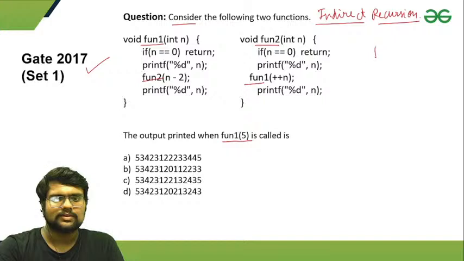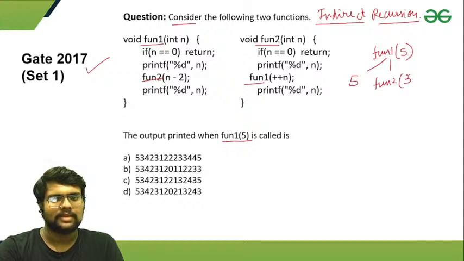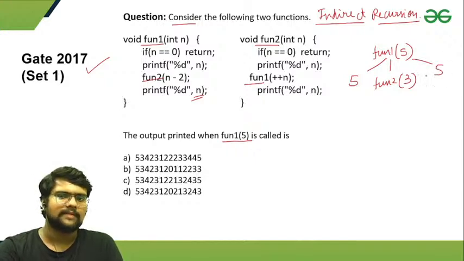So fun1 of 5 is called. When it is called, first we check whether 5 is equal to 0 or not. It is not equal to 0, so it will just print the value of 5. Then it will call fun2 with value 3, that is 5 minus 2. And then it will again print something. Since it is a local variable and no changes are made, it will again print 5 only. So we will write 5 here.